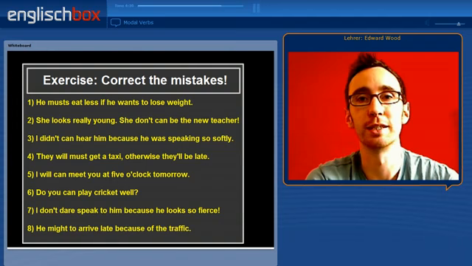Now we have a quick activity, so pause the video, look through the sentences. In every sentence there is one mistake. Can you find the mistake?